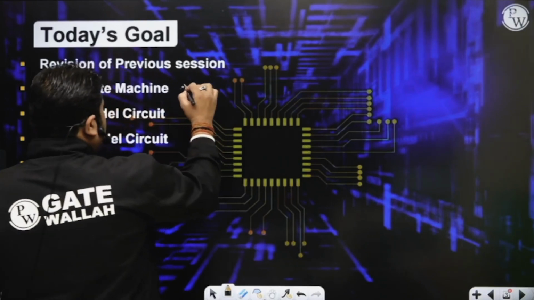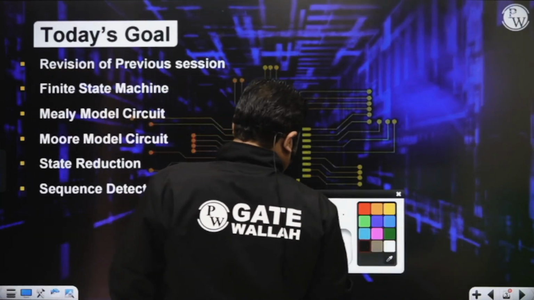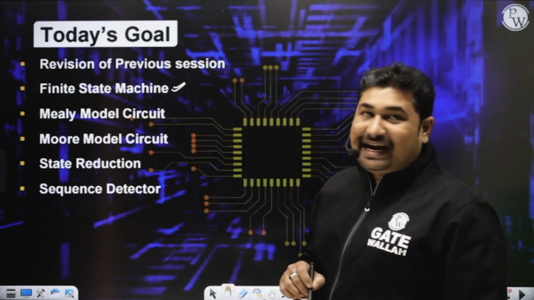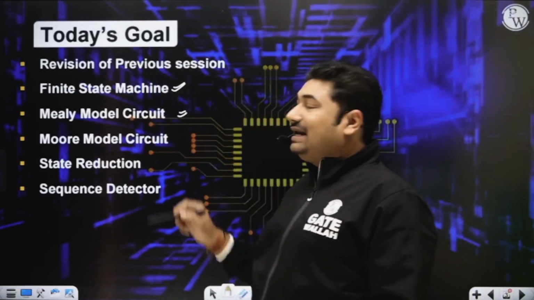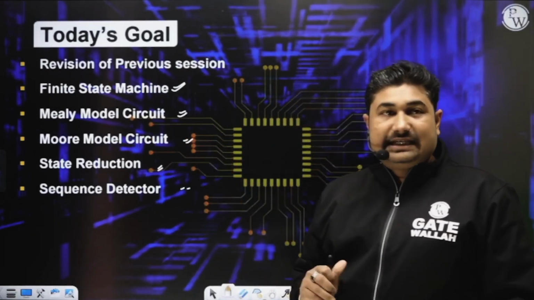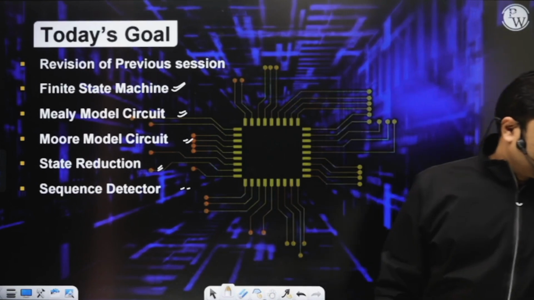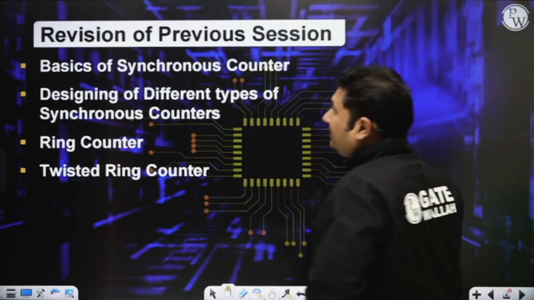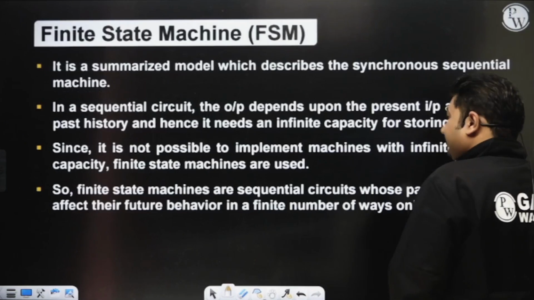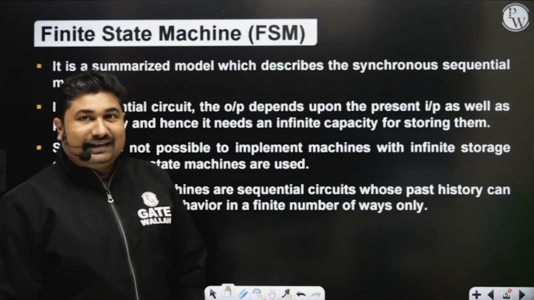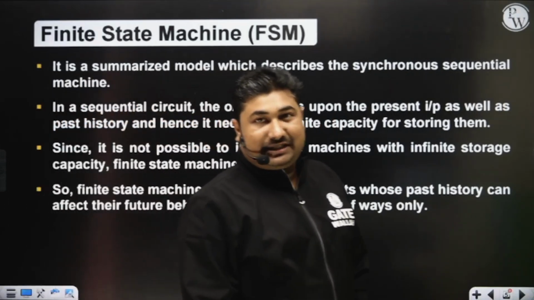Today I am going to discuss the finite state machine. Later on, we will move towards the Mealy and Moore circuit, state reduction and sequence detector. Can I proceed? Okay. So all of the revision part we have already done. Now I am going to discuss the finite state machine.